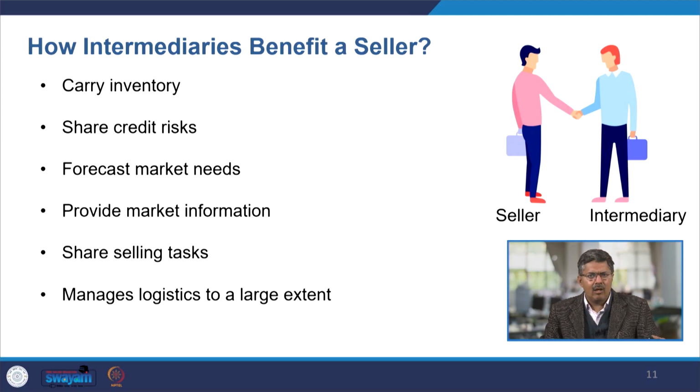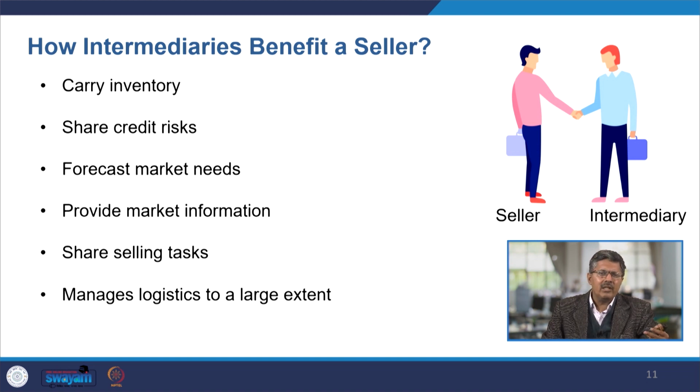How do intermediaries benefit the seller? The question is, in an indirect channel, we have to route it through the intermediaries. So, how do these intermediaries help the seller, let us say the manufacturer? If you see, the intermediaries first of all help in carrying the inventory. If the manufacturer has produced, the intermediary takes responsibility of the inventory, then passes it on to the end customer. It shares the credit risk. Sometimes certain customers need credit, and that facility can be provided by the intermediaries on their own behalf.